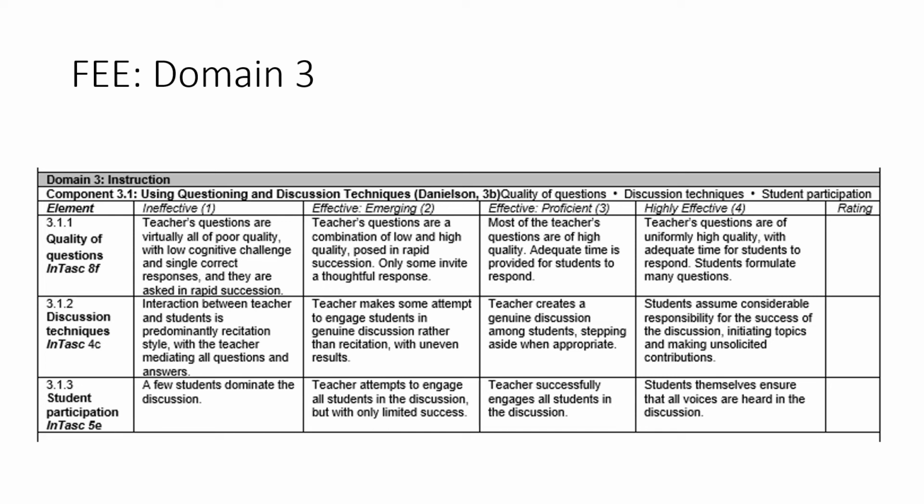If we look at a 4, it says the students assume considerable responsibility for the success of the discussion, initiating topics and making unsolicited contributions. We can assume that the literacy strategies mini lesson, the personal dictionary, would have actually led to this, because the students were self-selecting their terms. So they were really driving the content here. It would have been great to actually see this in a class, because it probably would have been really useful.